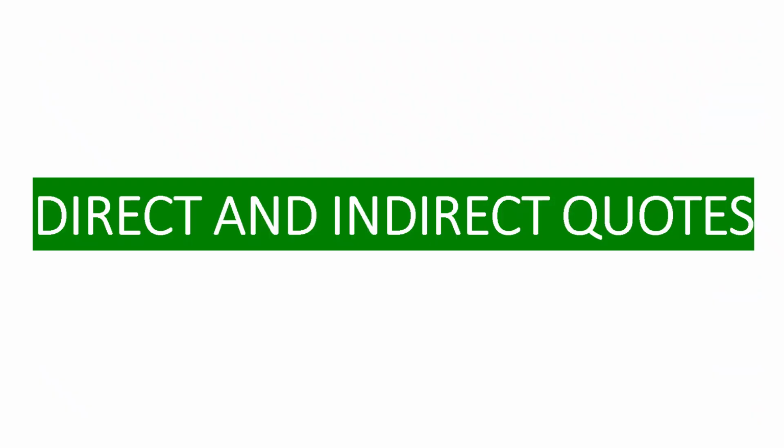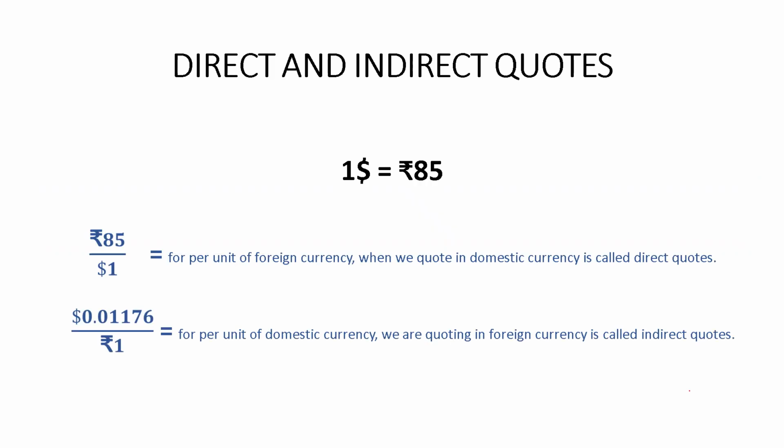Now the next concept is direct and indirect quotes. For example, if I say that $1 is equal to 85 rupees, I can also say that 1 rupee, if I take the inverse, becomes 0.01176 dollars. So both are correct. However, by convention, in India we follow the first, where we say $1 is equal to 85 rupees. So here, the numerator is the price currency and the denominator is the base currency.